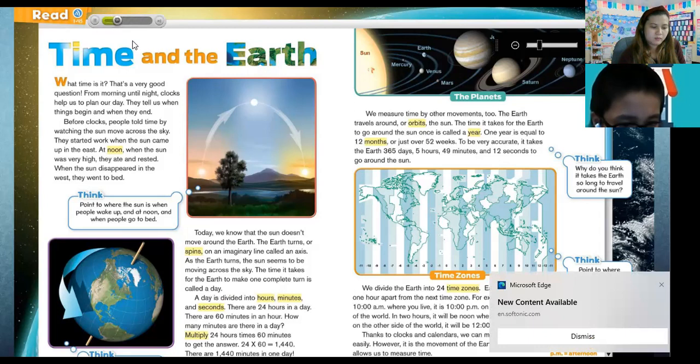The earth turns or spins on an imaginary line called an axis. As the earth turns, the sun seems to be moving across the sky. The time it takes for the earth to make one complete turn is called a day. A day is divided into hours, minutes, and seconds. There are 24 hours in a day.